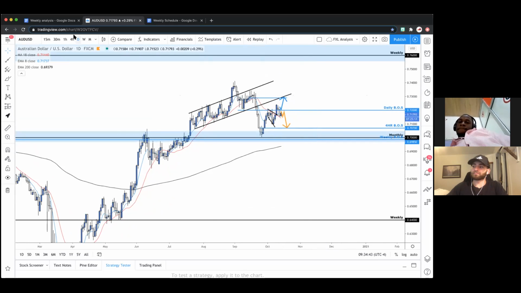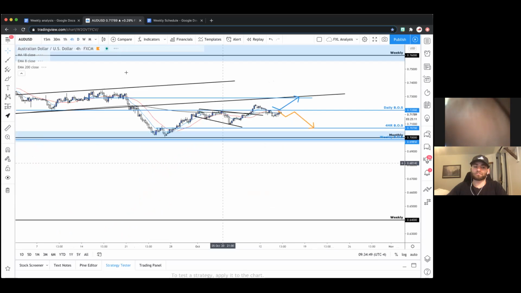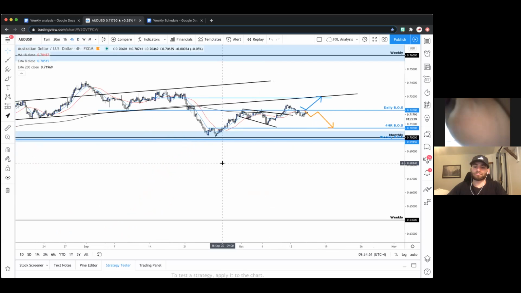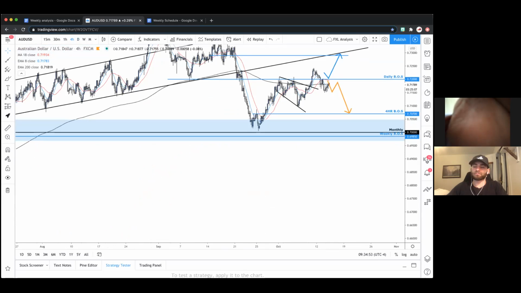So let's drop down to the 4-hour. You could have done that once we saw some rejection off this monthly zone. You could drop down and start following price action a little closer. All right, let's expand here.